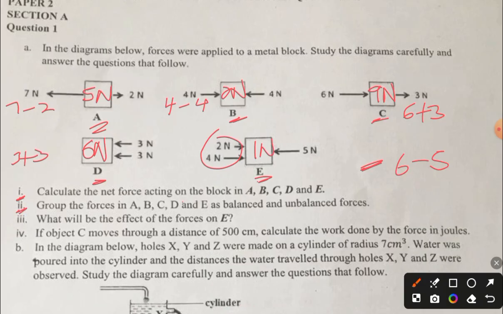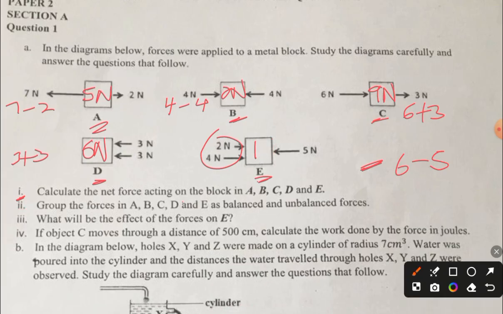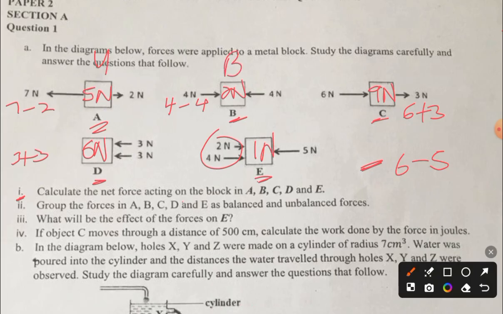Yes, so I do the forces A, B, C, D, and E as balanced and unbalanced forces. Now when the net force gives you 0, it's actually a balanced force. When a net force doesn't give you 0, it's an unbalanced force. So with A, we had 5 Newton, it's an unbalanced force. B, we had 0, so it's a balanced force. C, we had 9, so it's unbalanced. D is also unbalanced because we had 6. E is also unbalanced, so only B is balanced.